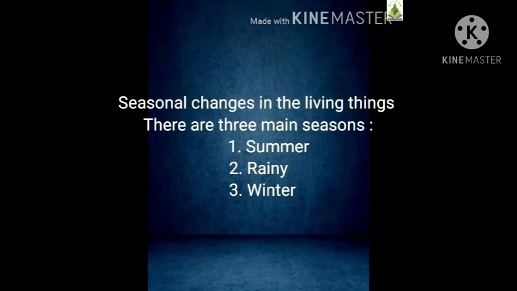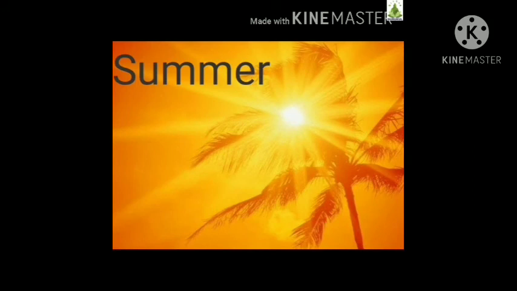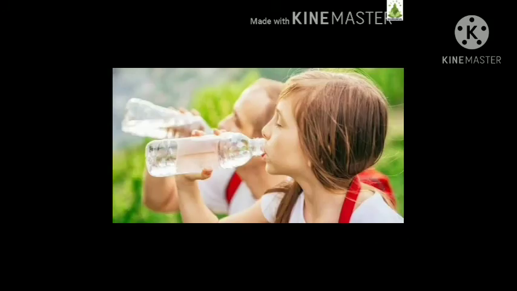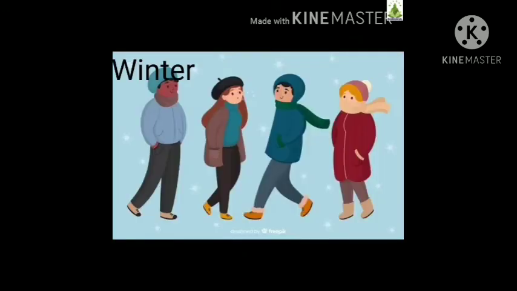Students, let's see how seasons affect human beings. In our country, there are 3 main seasons. In summer season, it is very hot. We wear cotton clothes and drink plenty of water. In rainy season, we use umbrellas and raincoats to avoid getting wet in the rain. Next is winter. In winter, we wear sweaters and warm clothes to protect ourselves from the cold.